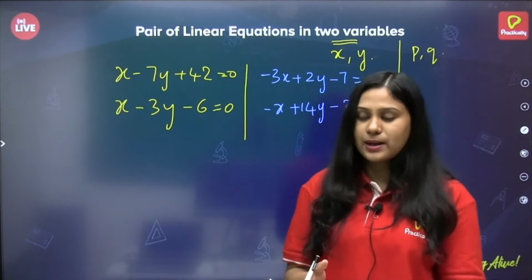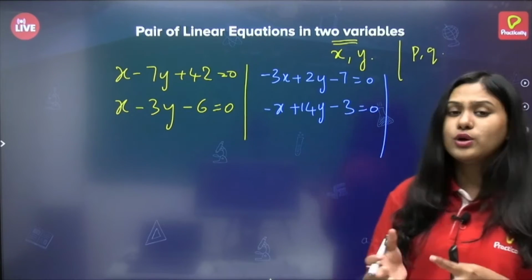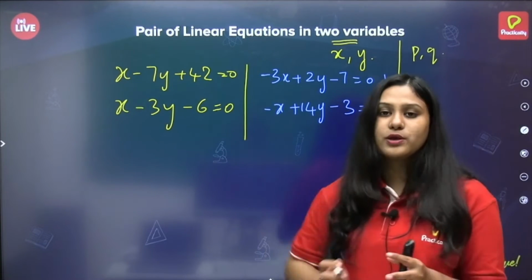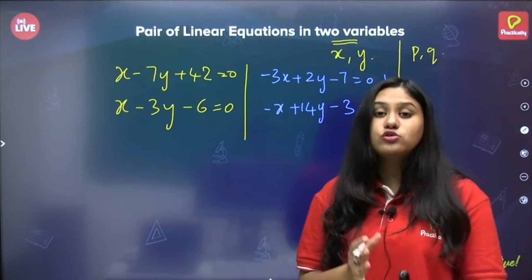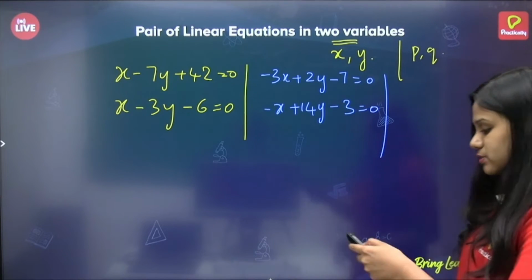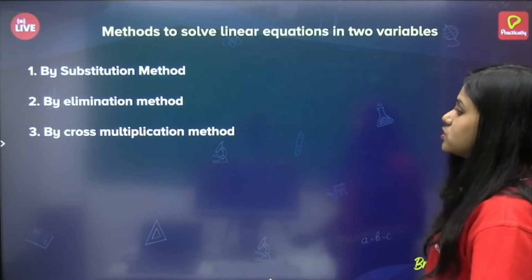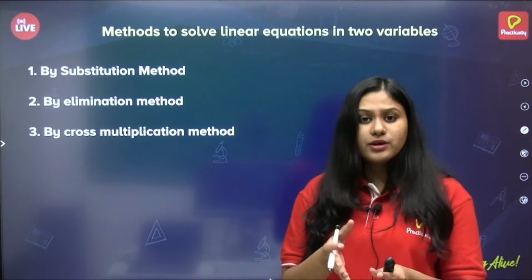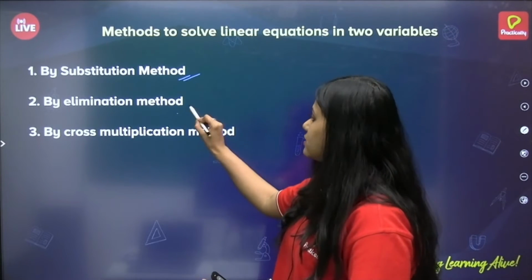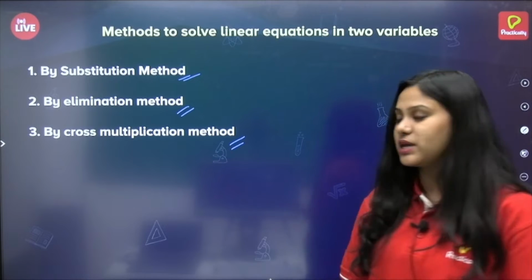I am just taking examples here. By now, you have to understand, right? It's a pair of linear equations. This is also one pair of linear equations. But how to solve, or which method to apply, is the question. Let us start. To solve linear equations in two variables, there are three methods: substitution method, elimination method, and cross multiplication method.